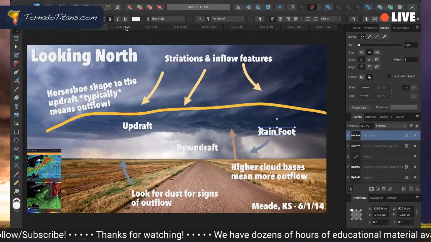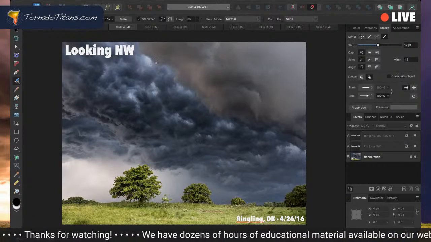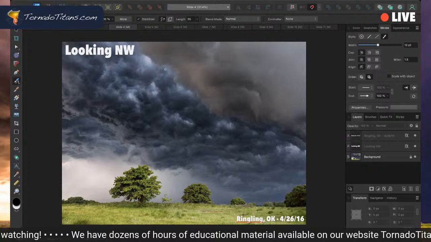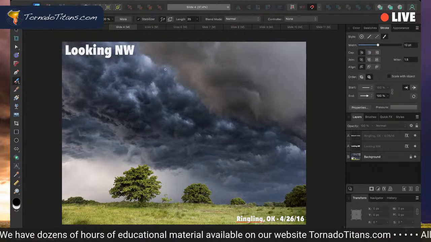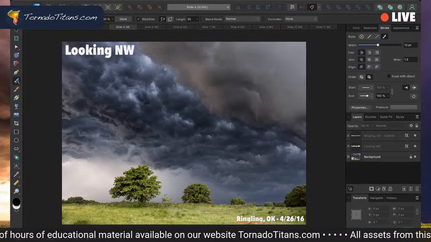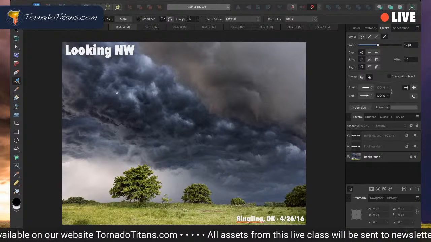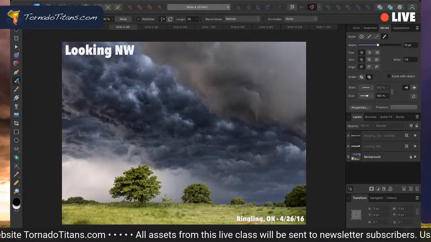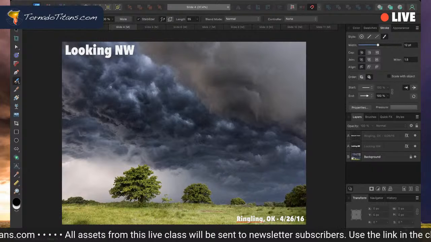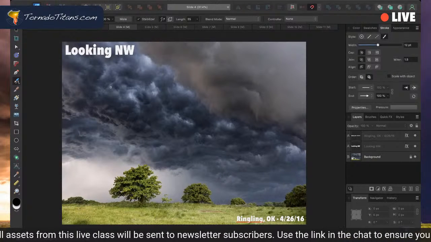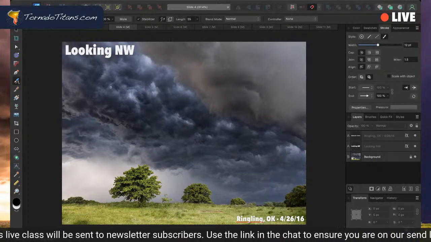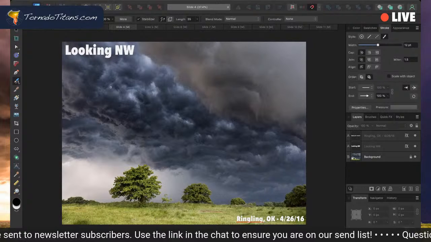Before we get to this next one, let's do this one. Then I'm going to show a couple of videos because I want to introduce a couple of basic concepts to folks who are very beginners, for sure. So, Gene, we're looking northwest. We're in Ringling, Oklahoma. We were on this storm together, actually. I know for a fact it was me, you, and Jason on this storm. So what are we looking at here, Gene?